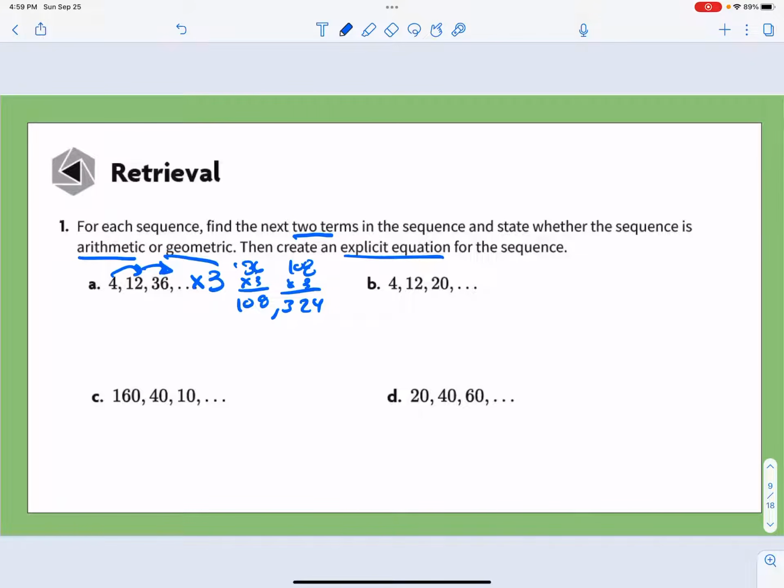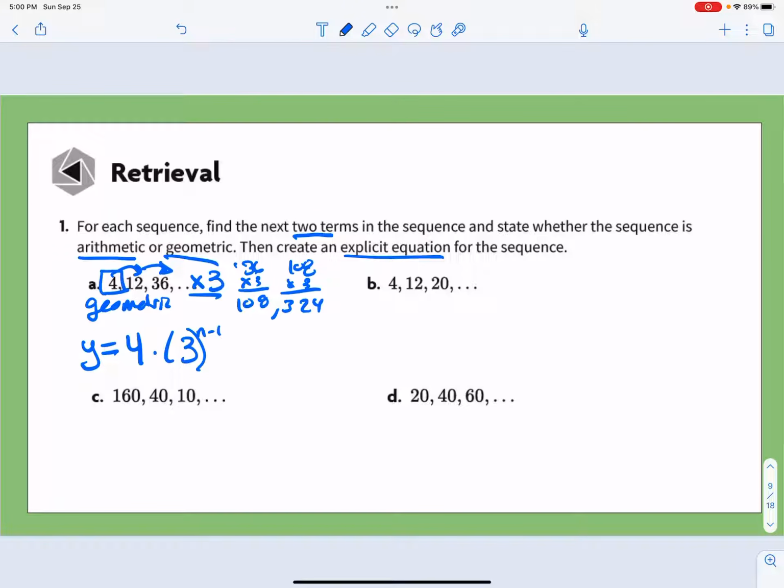Because we're multiplying, we're going to say it's geometric. And then for our equation, we can say that y equals where we start, 4, times 3, because that's what we're doing, to the n minus 1 power.